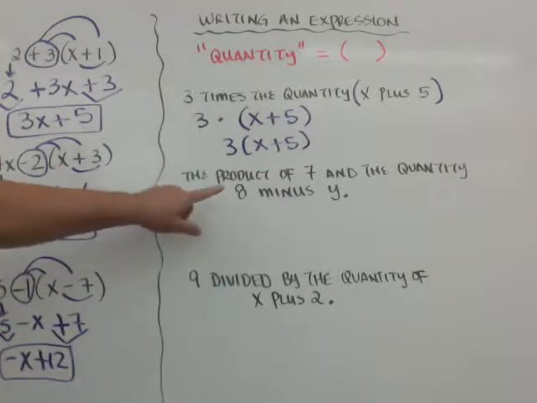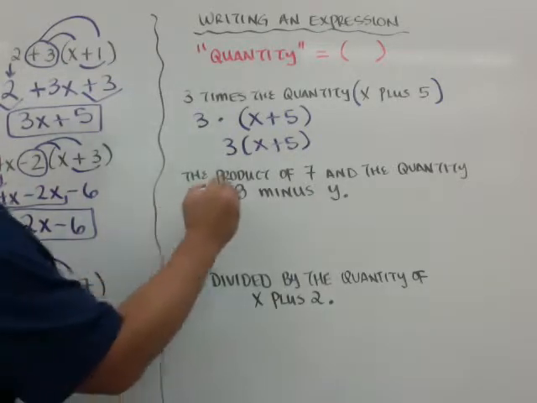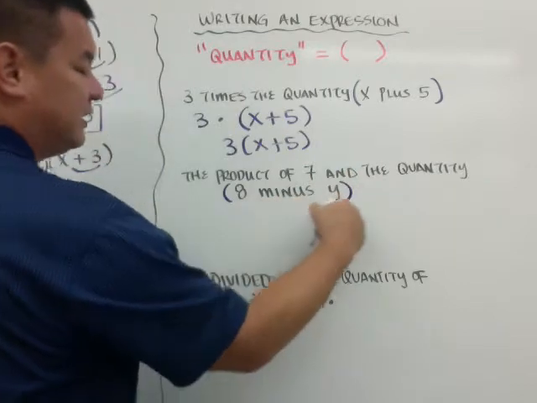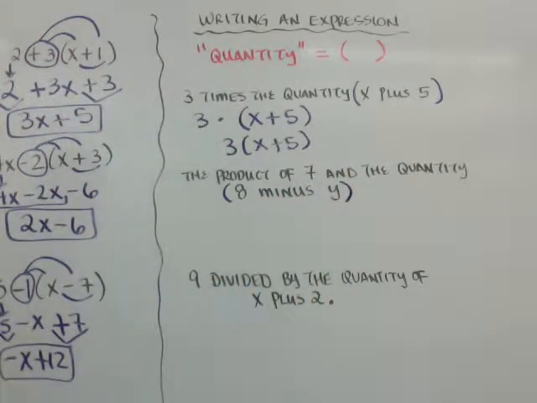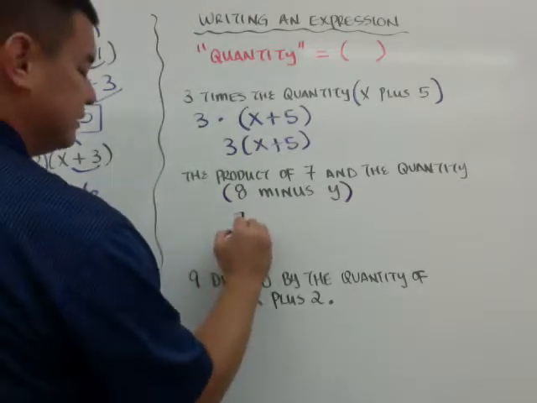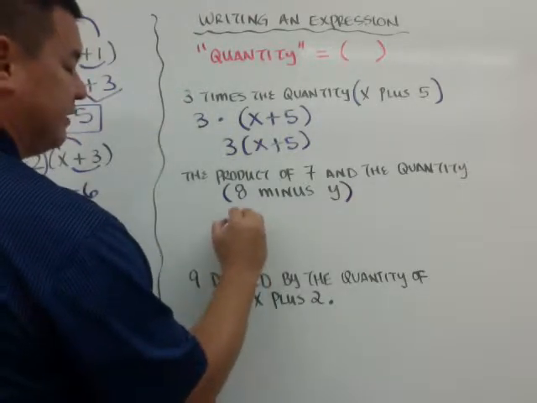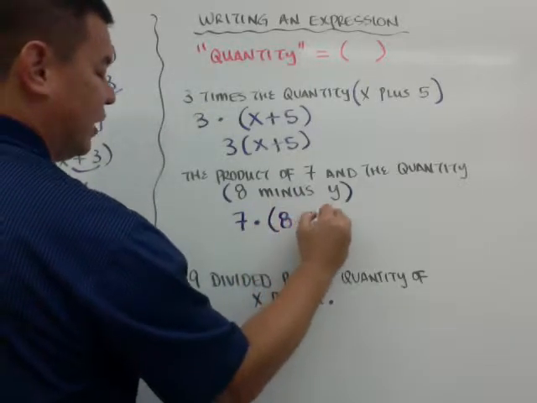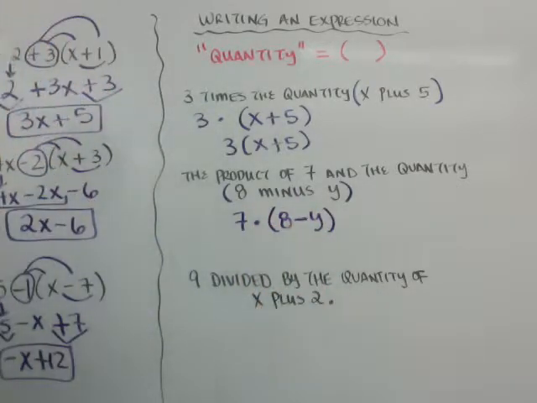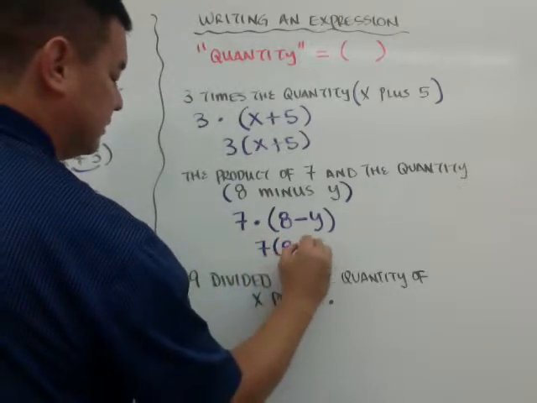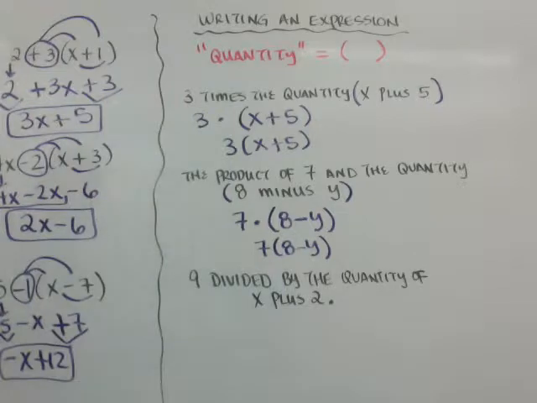Here's another one. The product of 7 and the quantity 8 minus y. So here goes the parentheses. The quantity 8 minus y. The product of 7 and this. So what it's saying is 7 times, because product is times, 7 times quantity 8 minus y. Okay? And again, you can rewrite it without the dot.